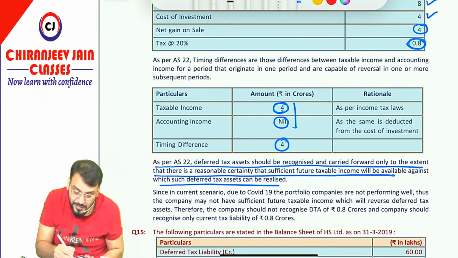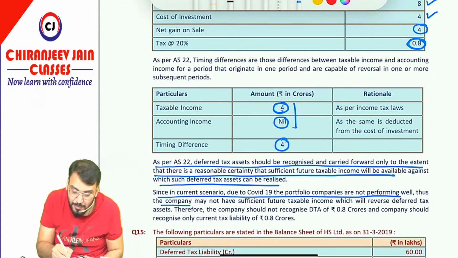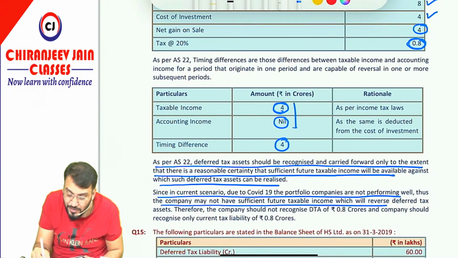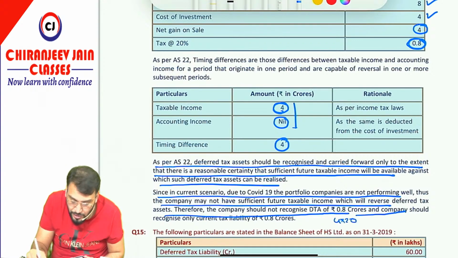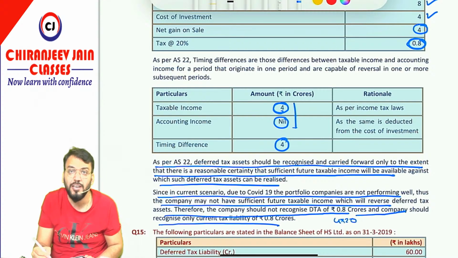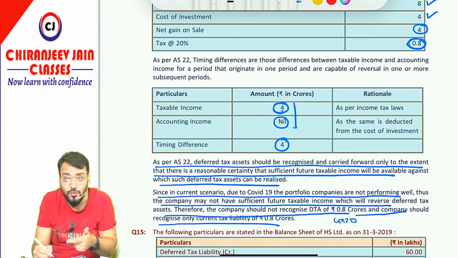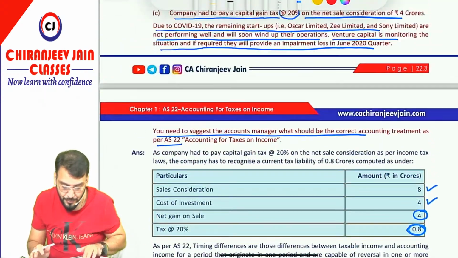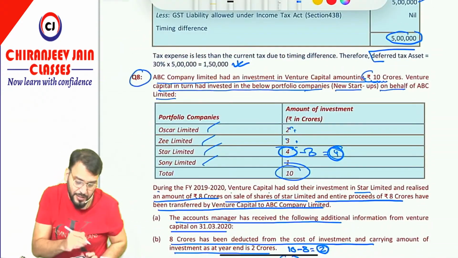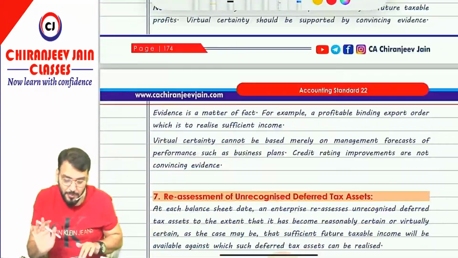Got this point? Since in the current scenario due to COVID-19 the portfolio companies are not performing well, the company may not have sufficient future taxable income against which DTA can reverse. Therefore, the company should not recognize DTA of 0.8 crore, which is 20% of 4 crore, and should recognize only the current tax liability of 0.8 crore. So they will recognize the current tax but no deferred tax, because the company has no future taxable profit against which that DTA can be recognized. I hope you have a good question; it can be asked in the exam. Understood?